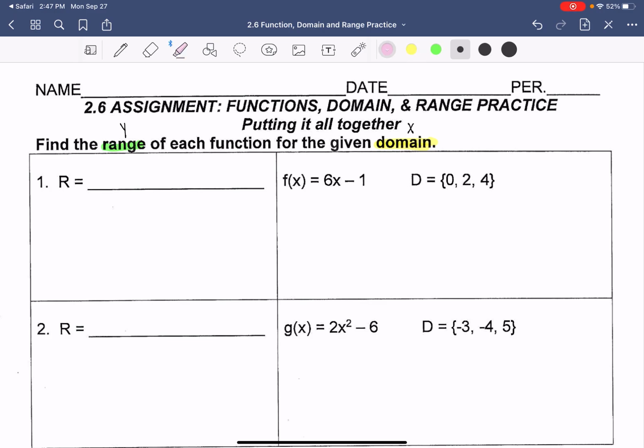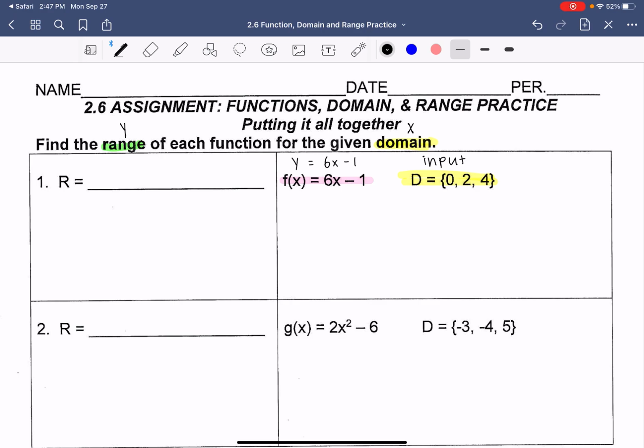So it gives us that the function f of x equals 6x minus 1. Which remember, f of x is just another way of saying y equals 6x minus 1. Well, now it gives us the domain right here. This domain is just your input values, okay? Because domain is the same thing as your x, and it's the same thing as your input.